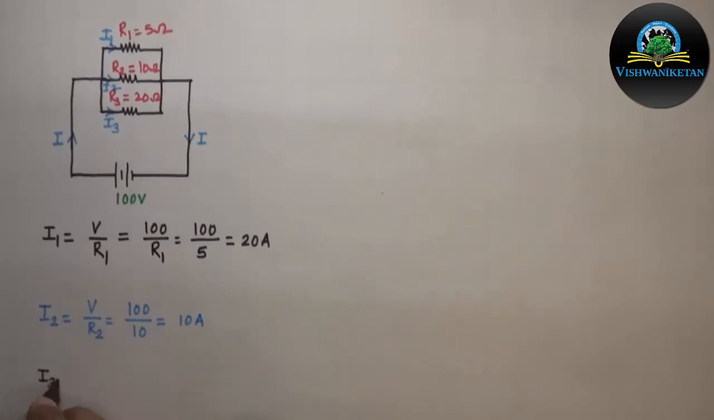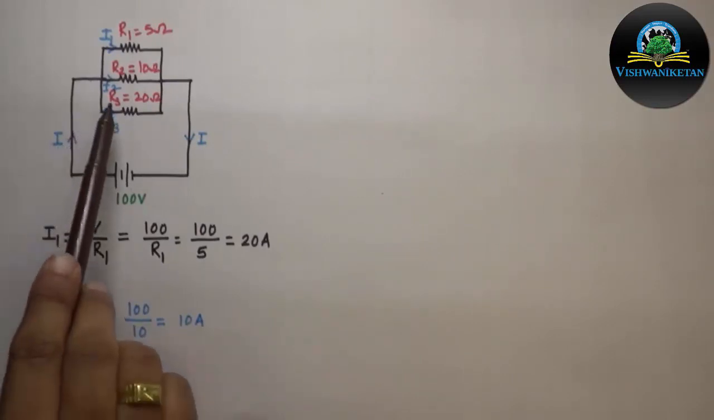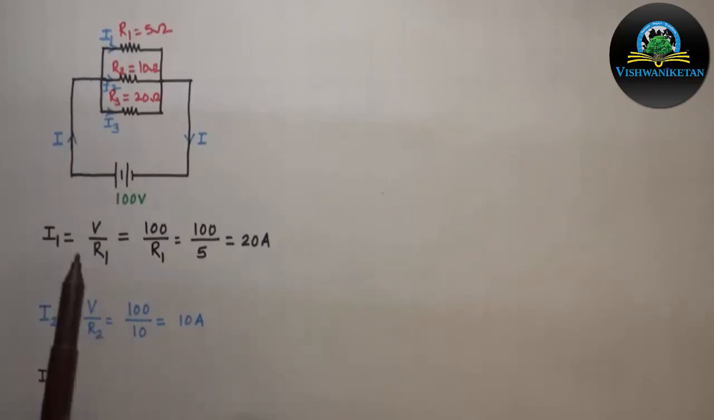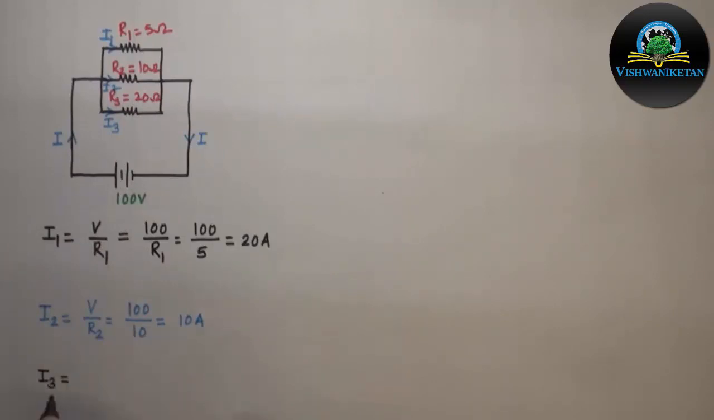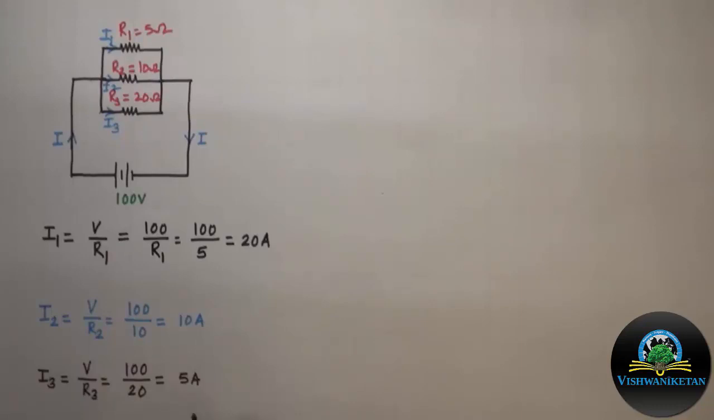Then I will go for I3. I3 is the current flowing through R3, which has a value of 20 ohm. The voltage across R3 is the same, that is the supply voltage, 100 volt. So the formula for I3 is V divided by R3. The value of V is 100 and the value of R3 is 20. Therefore, the current I3 is 5 amp. So we have calculated I1, I2 and I3. I1 is 20 ampere, I2 is 10 ampere and I3 is 5 ampere.